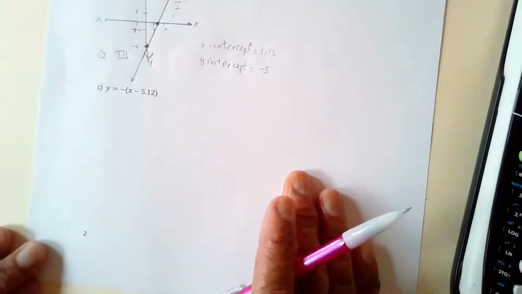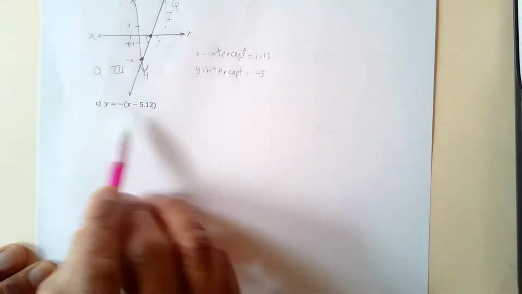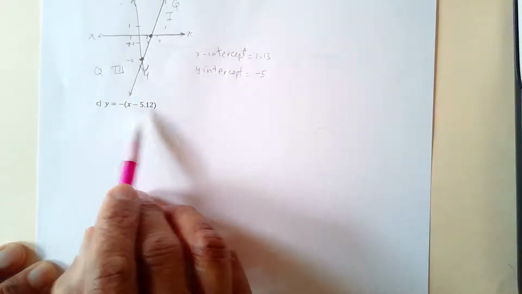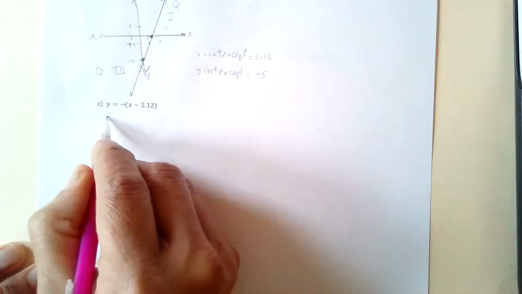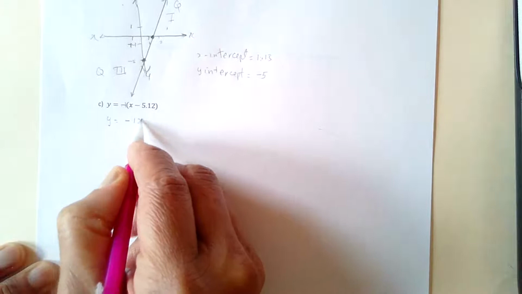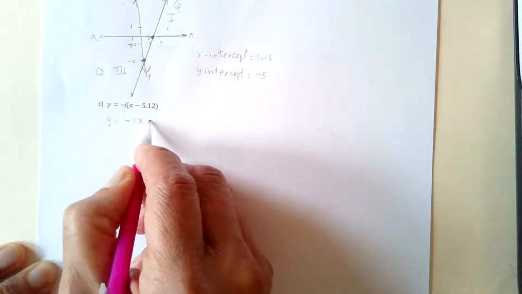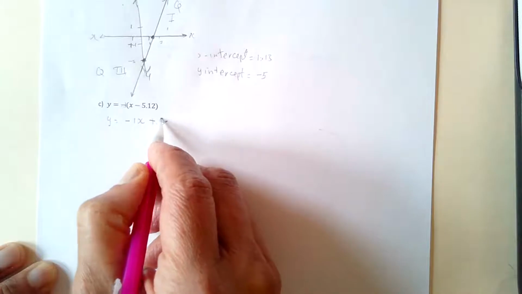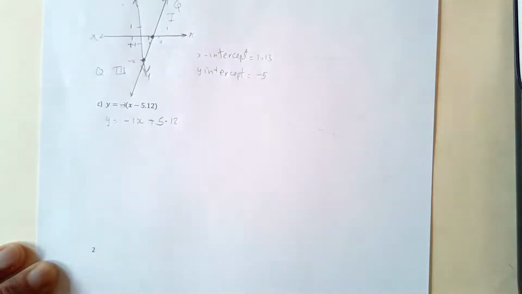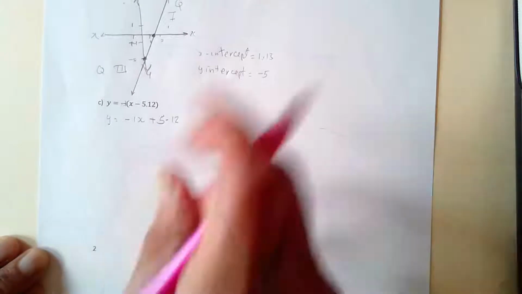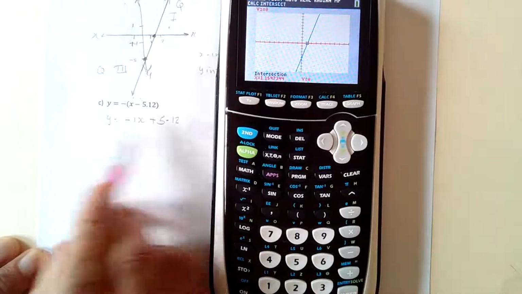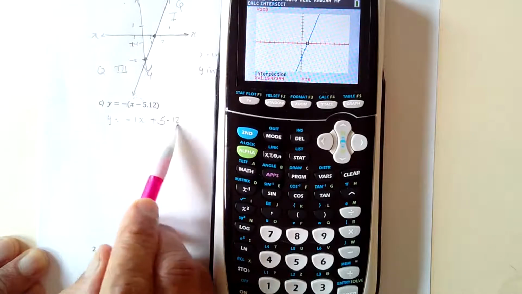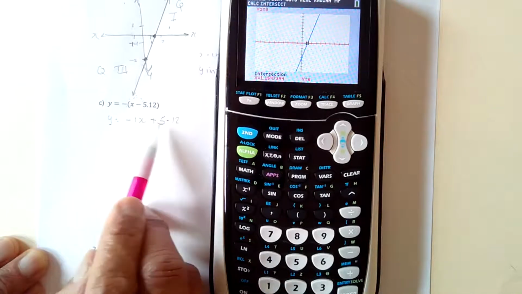Now the next one is quite an interesting question because it doesn't look like a standard one. But remember, we can change its form. We know there's a -1 at the front here, so y is equal to -1 times x. Now, a negative times a negative is a positive. So this is our equation with its form changed. But you didn't have to change its form. You can leave it as it is and enter it exactly into your calculator. Let's ignore this for a moment. We know the y-intercept now is 5.12, not negative, because a negative times a negative is a positive.